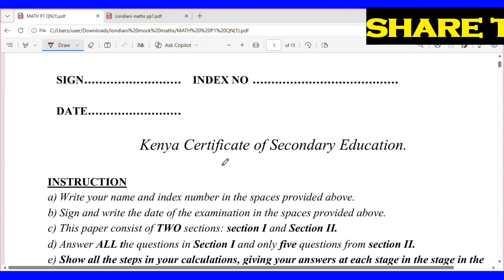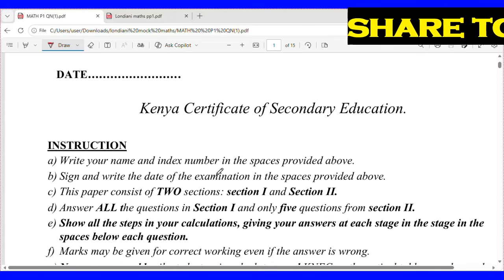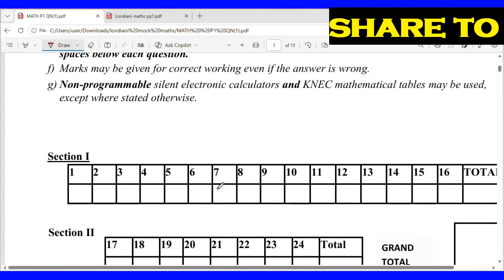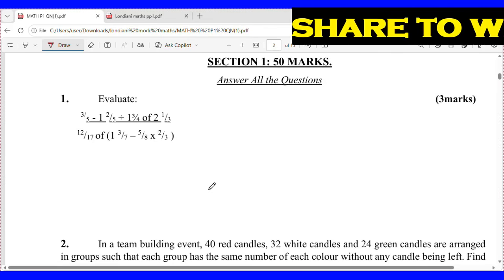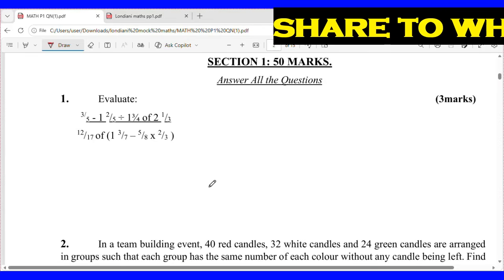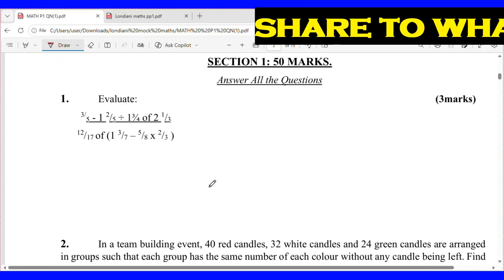This is the July, August mocks. So this is paper 1. This one they were given, then Form 1 fractions.